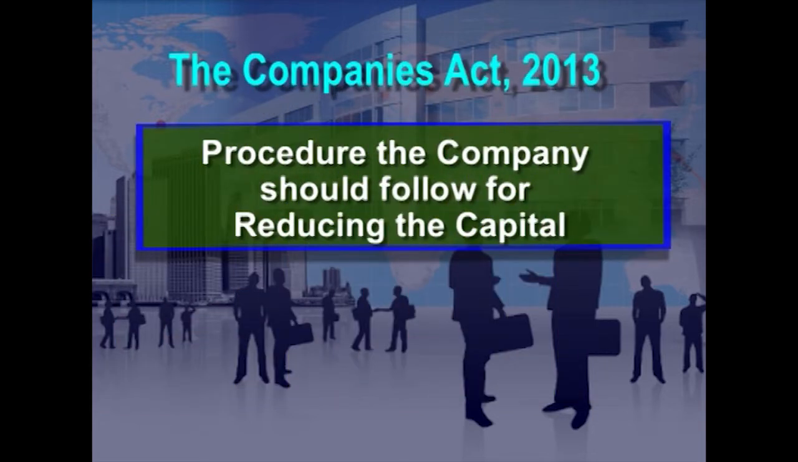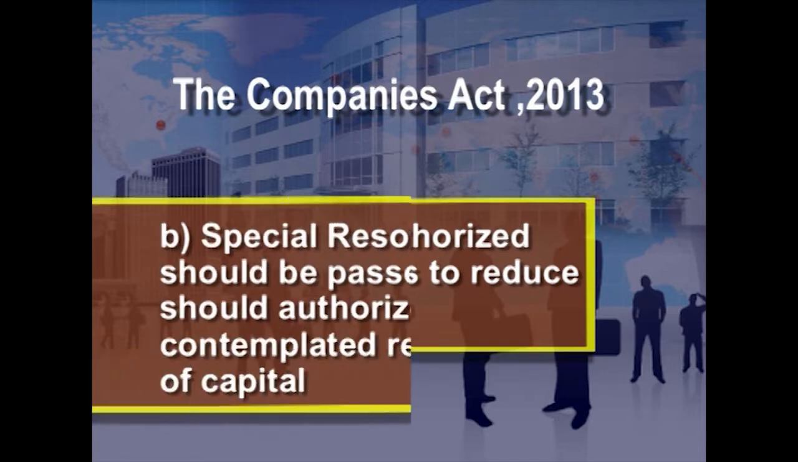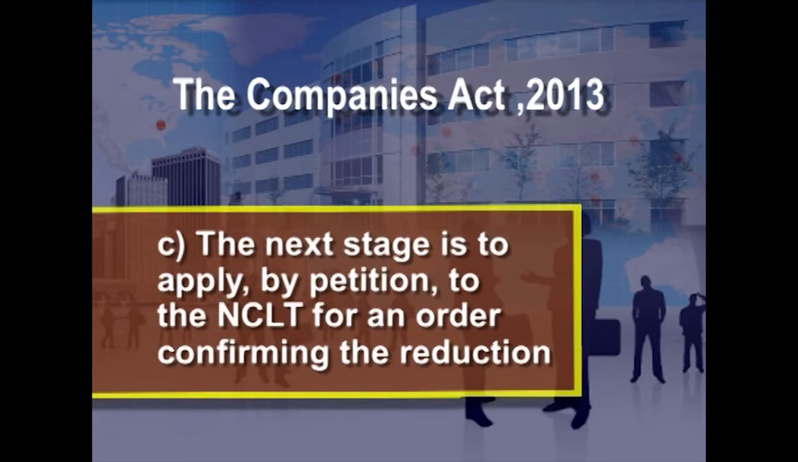Procedure the company should follow for reducing the capital. It must be authorized by its articles to reduce its capital. Special resolution should be passed which should authorize the contemplated reduction of capital. The next stage is to apply by petition to the NCLT for an order confirming the reduction.